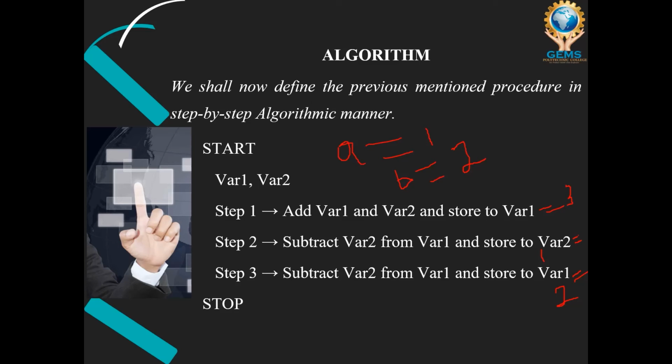See here, I told you a is variable 1 and b is variable 2. So initially variable 1 is having 1 and variable 2 is having 2. Now variable 1 is having 2 and variable 2 stores 1. That is exchanged. Clear?